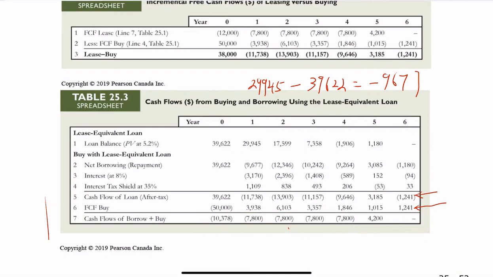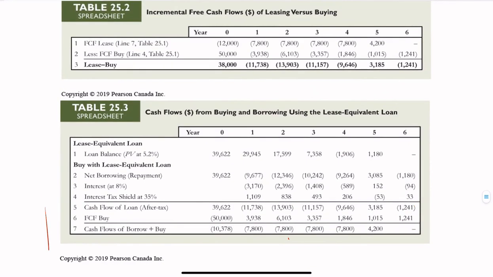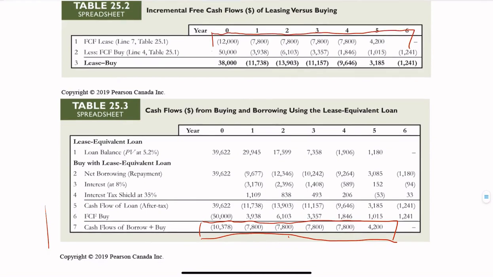Now, the interesting thing is, if you compare these cash flows with the firm's cash flows from leasing, you can see that the cash flows on day 1, day 2 to day 6, right? These cash flows are exactly the same. And the only difference is the cash flow at day zero.